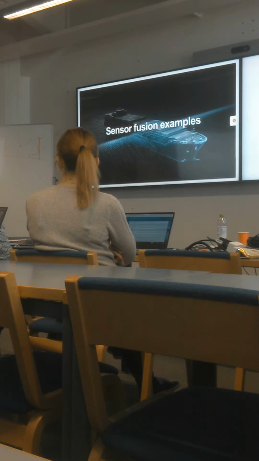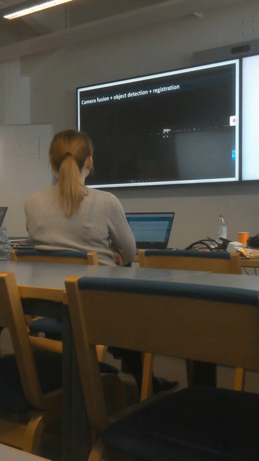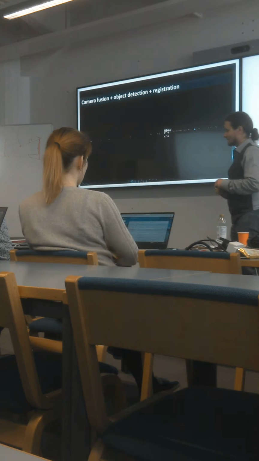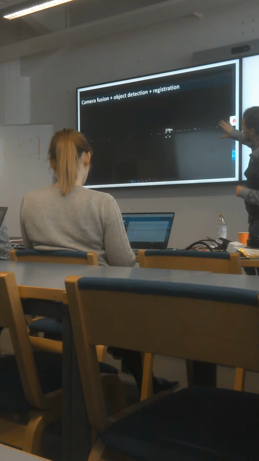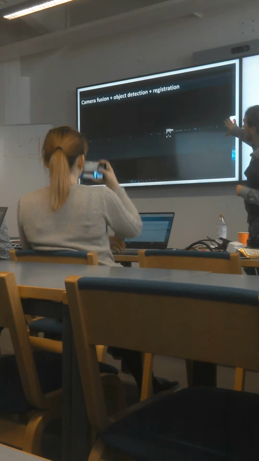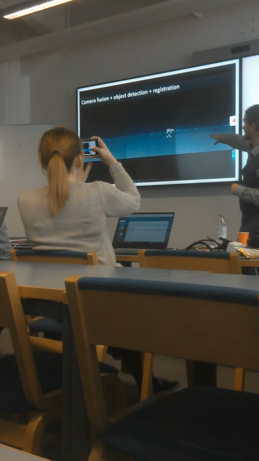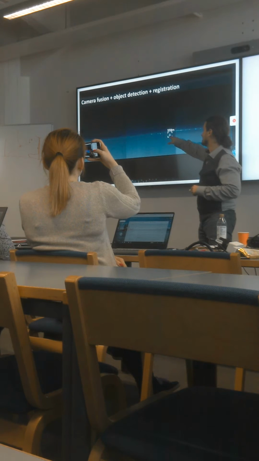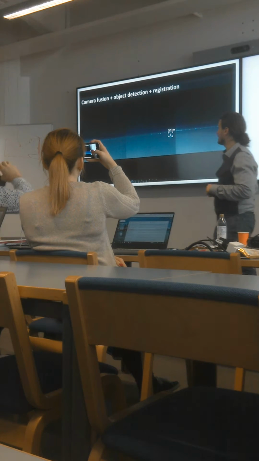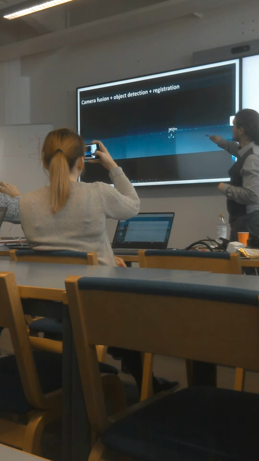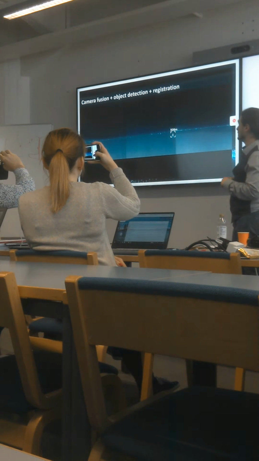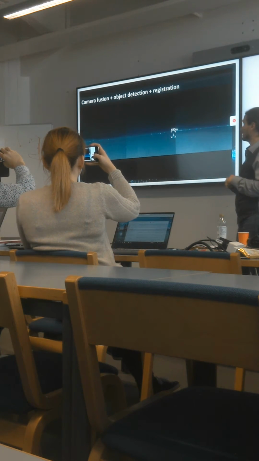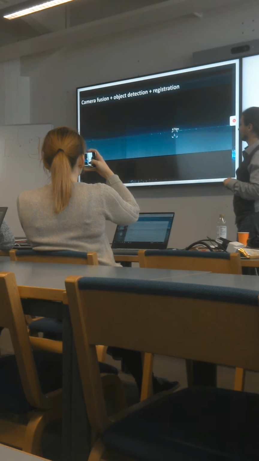Yeah, exactly. Here's one example. This is not very good because this was not an optimal system, but here we have visual camera, thermal camera, object detection, and registration. So this distance is estimated purely on this camera. And we are kind of fusing the two different types of cameras, and you can get more information like that.